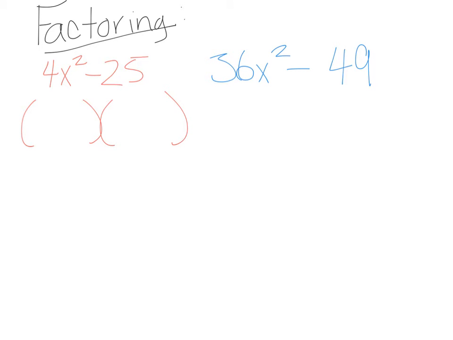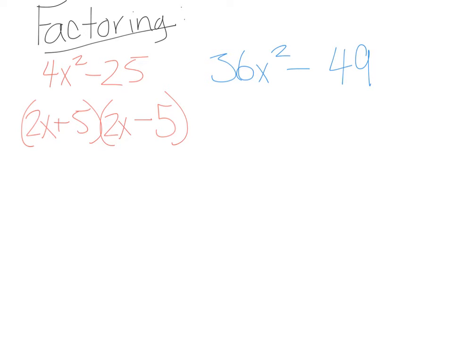We do two binomials, 1 plus, 1 minus. We find the square root of the first term. That goes in both binomials as the first term in both of our binomials. We do the square root of the second term, and that's going to be the second term in both binomials. So the square root of 4x squared is 2x. The square root of 25 is 5. So when we factor this, it will be 2x plus 5, 2x minus 5.